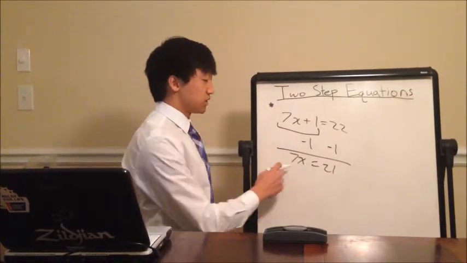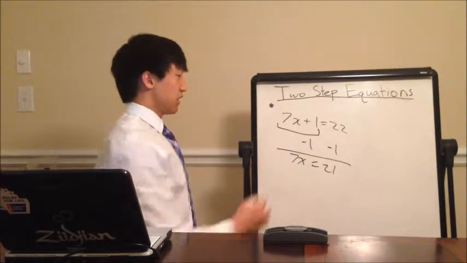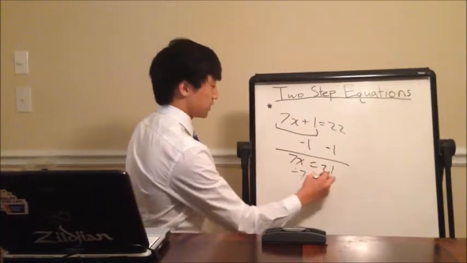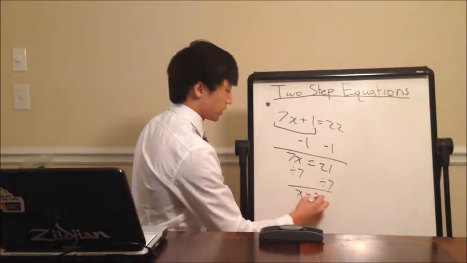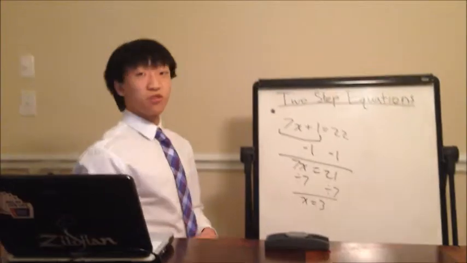And now we're going to need to simplify the 7x. Perfect. We divide each side by 7. And we get x equals 3. Now you know how to solve a two-step equation.